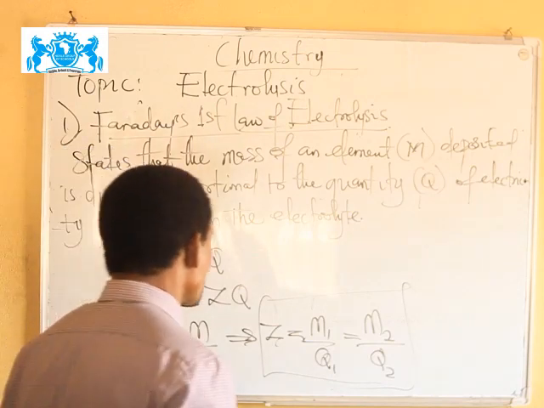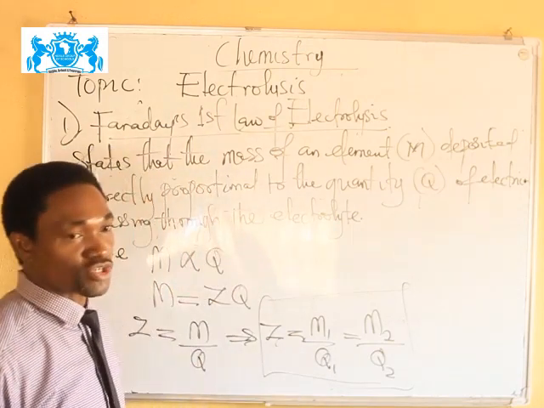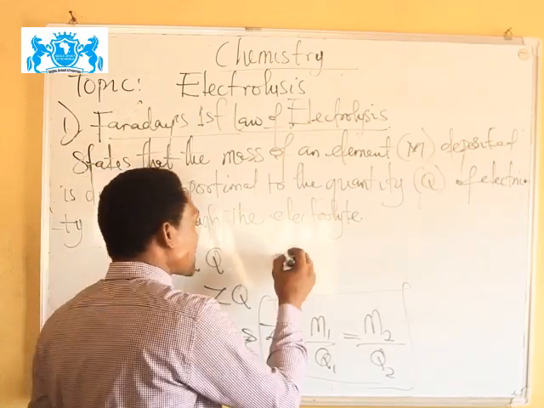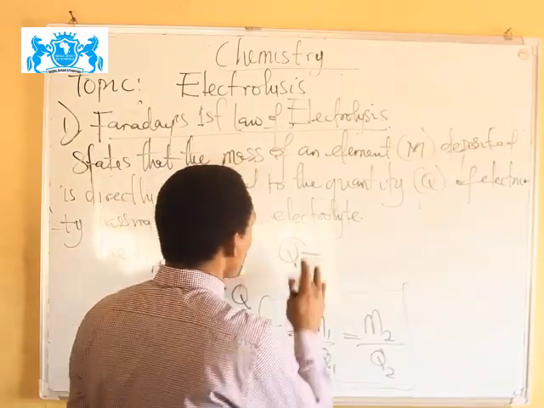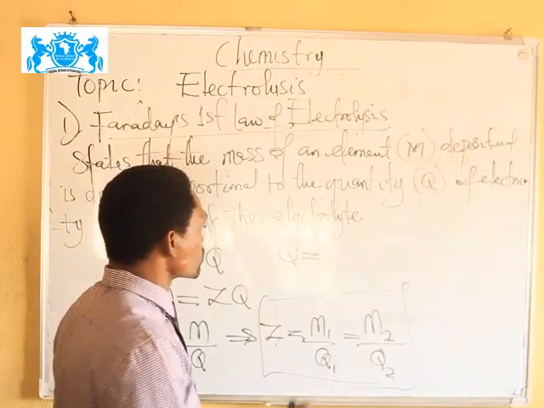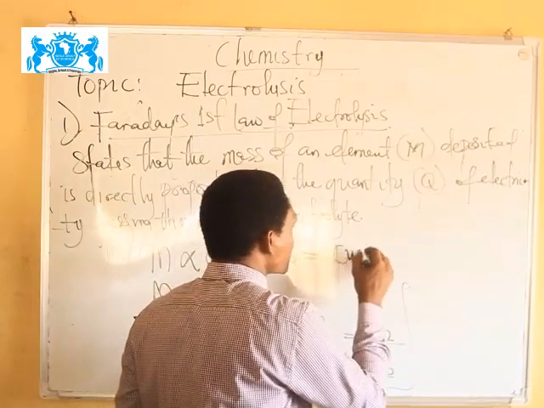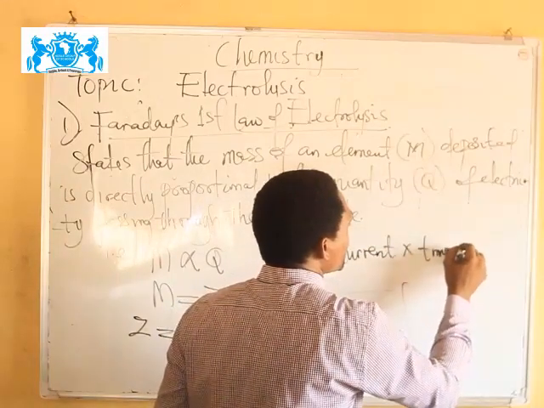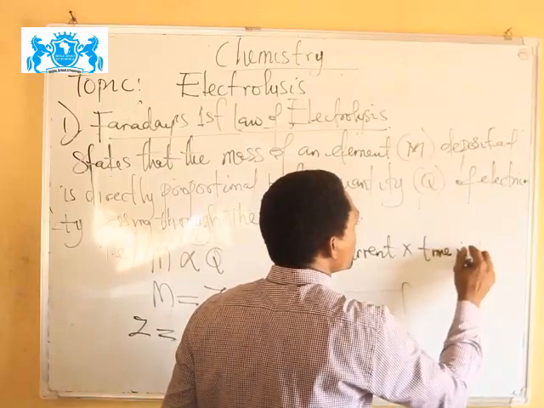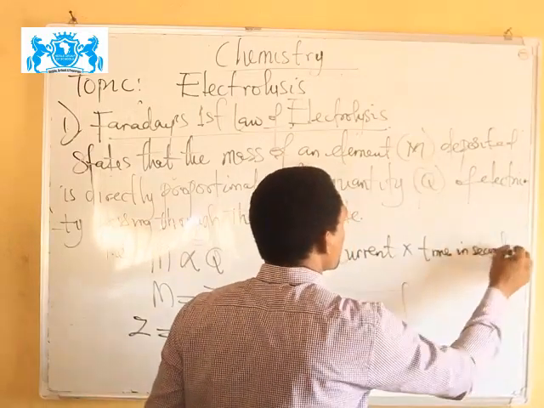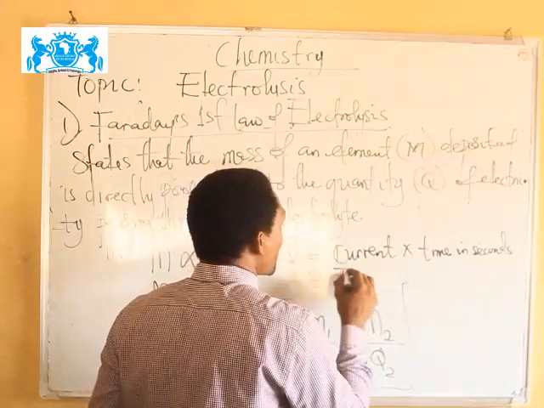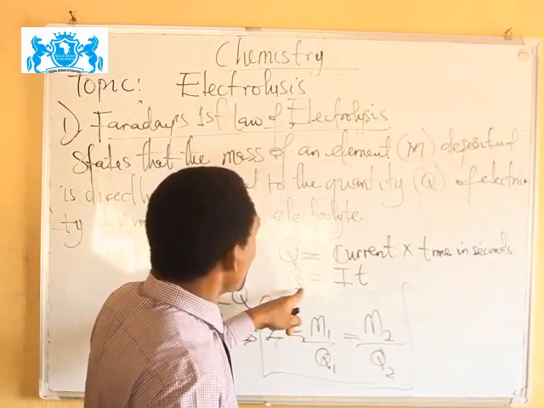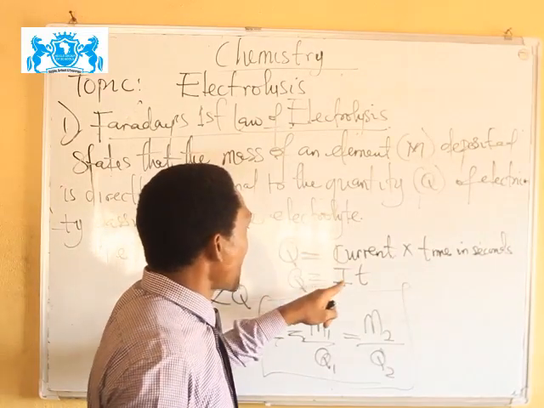Now, to make it more convenient and more appropriate for solving equations that pertain to Faraday's first law, remember that charge, the quantity of electricity, is equal to current times time, with time in seconds. Current is I and time is what? T. So in place of Q, we can say IT.